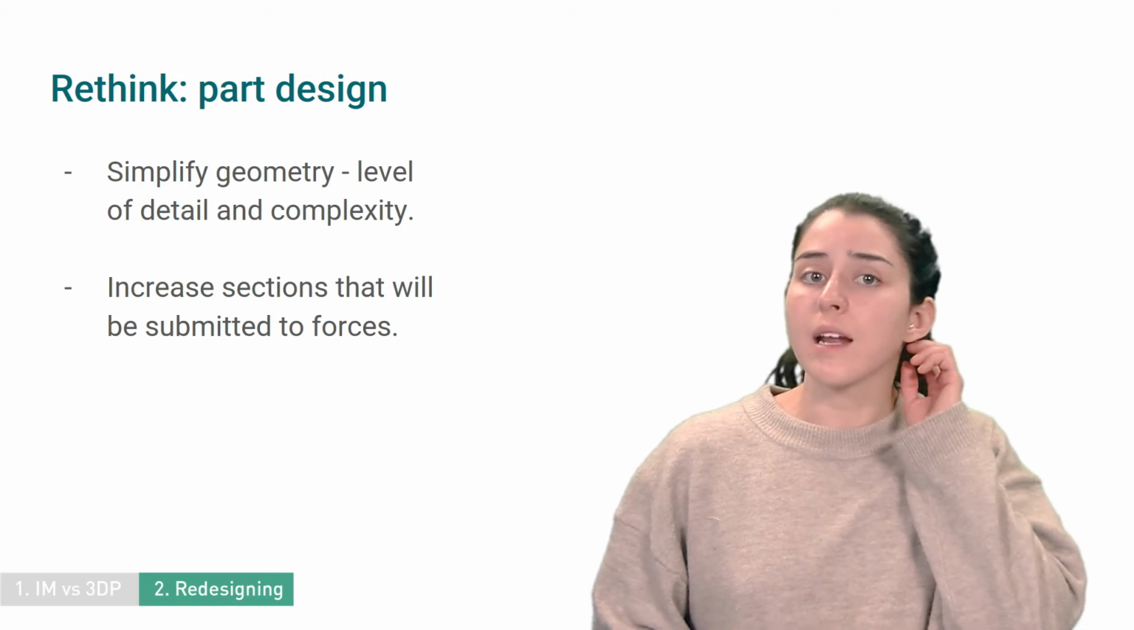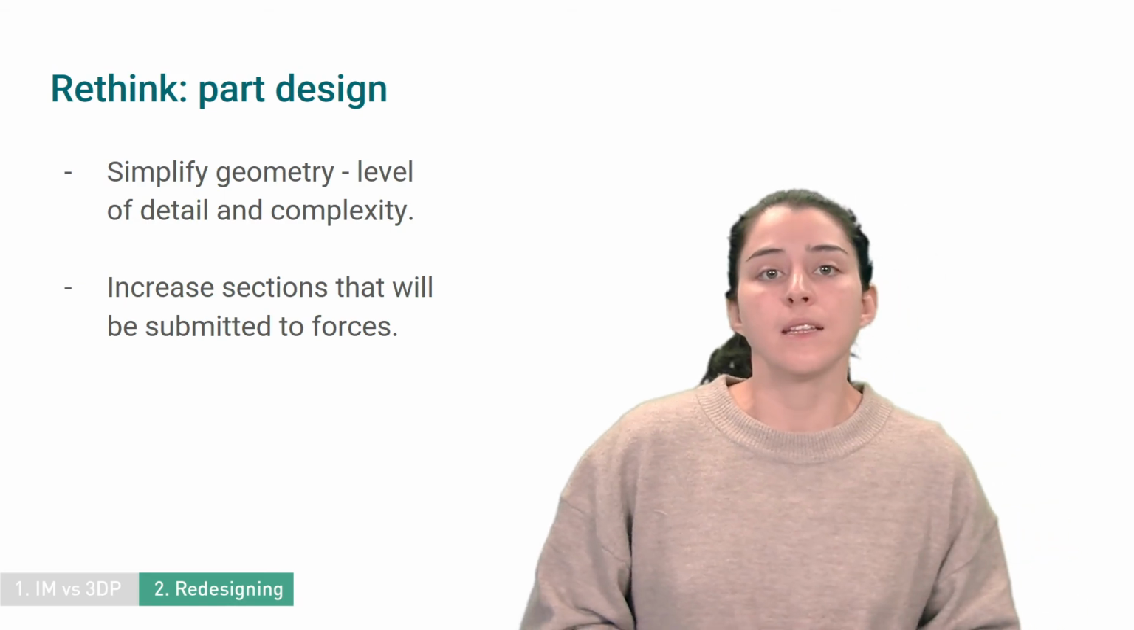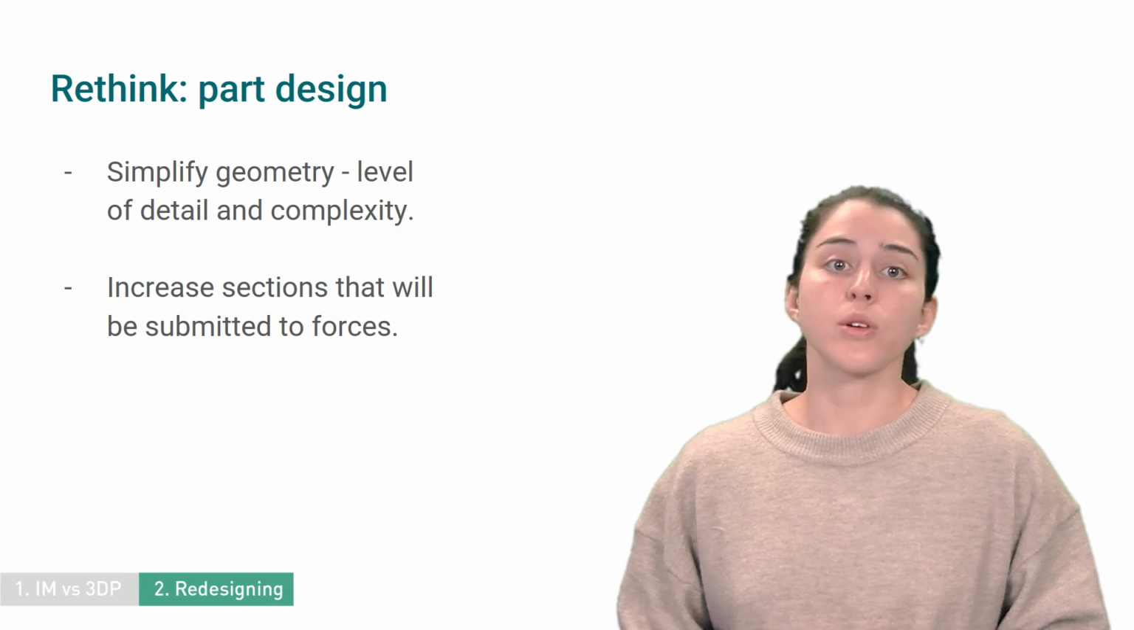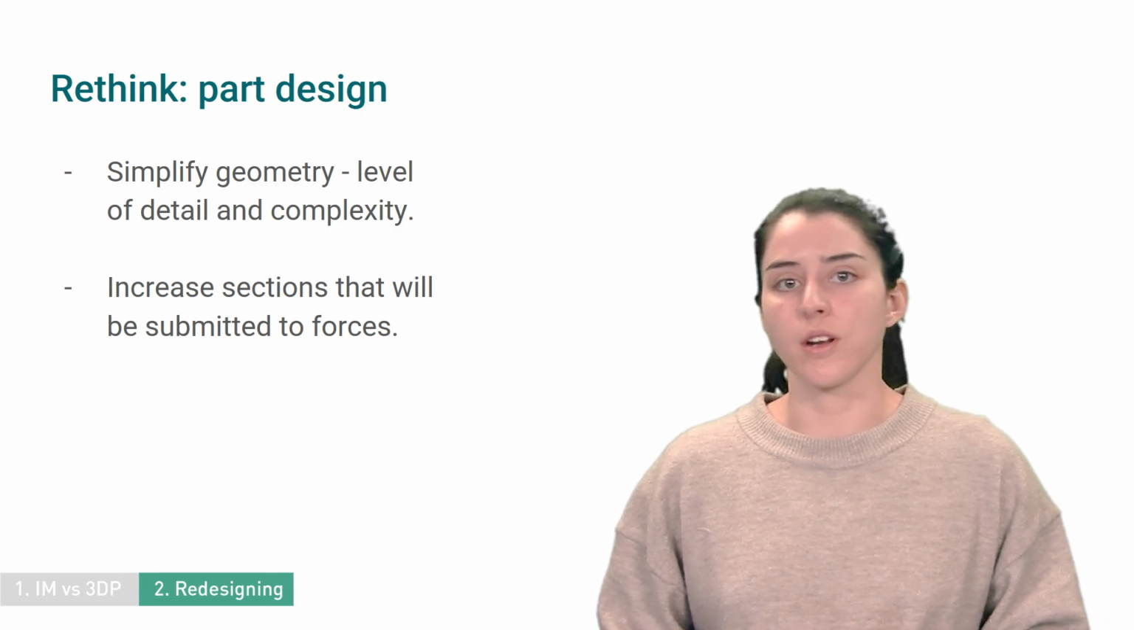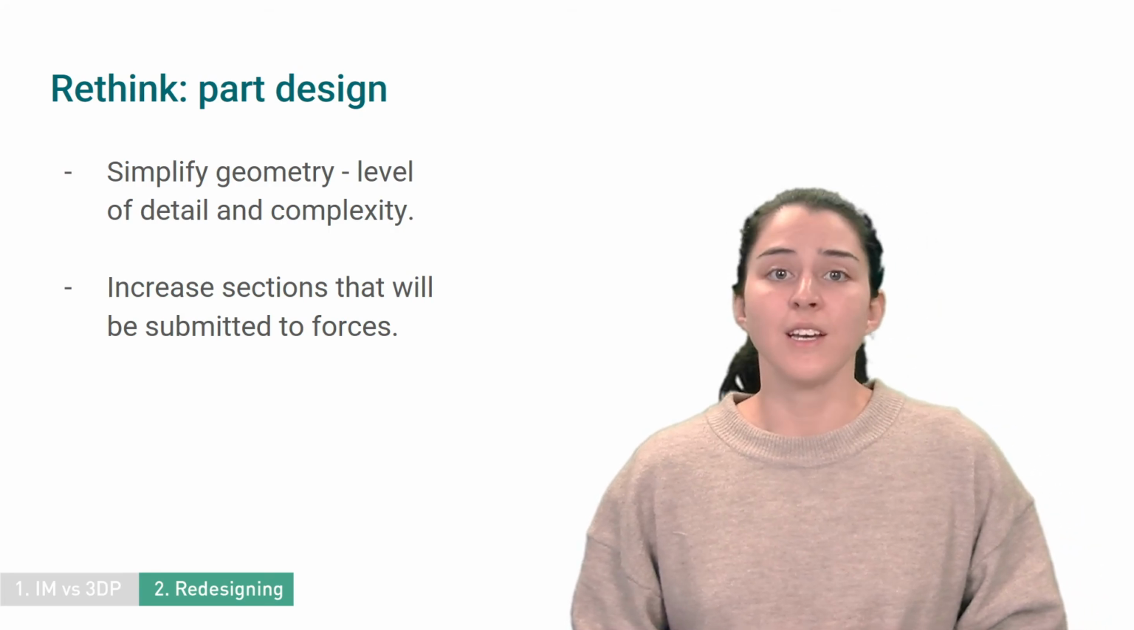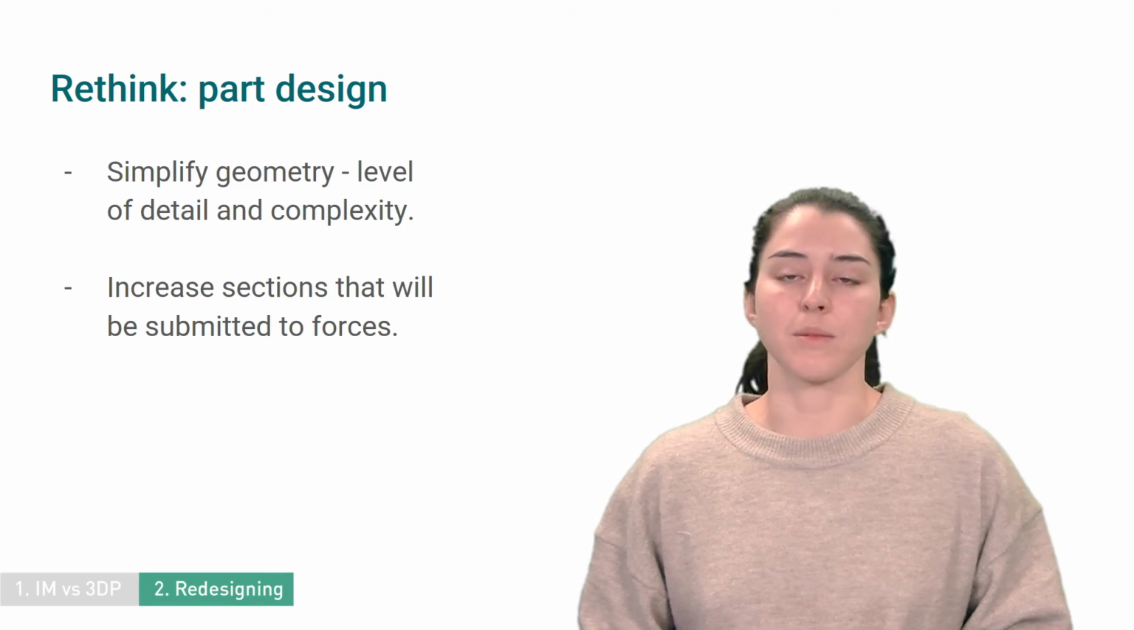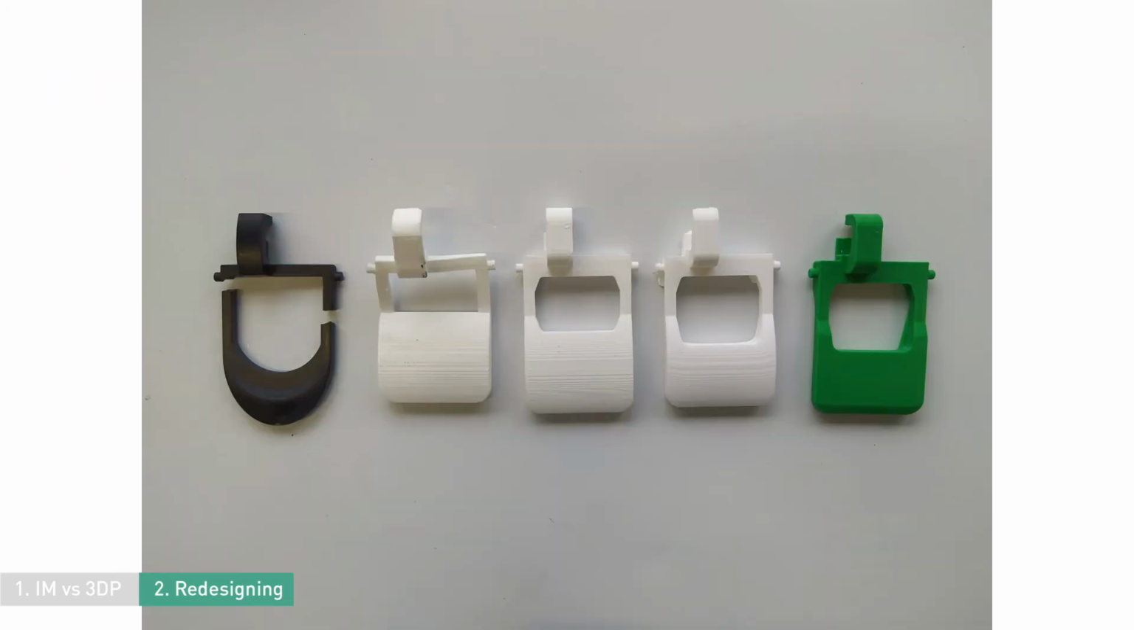Let's also take a look at how we can rethink part design. In the analysis video, we already showed that you can simplify details and shapes if they are not essential. Besides this, you can also increase the sections of the part to make them stronger. These are the several iterations of the kettle switch redesign. We increased the thickness of the arms to make sure they wouldn't break again, and we also simplified the double curvature at the back to make it easier to model and print.